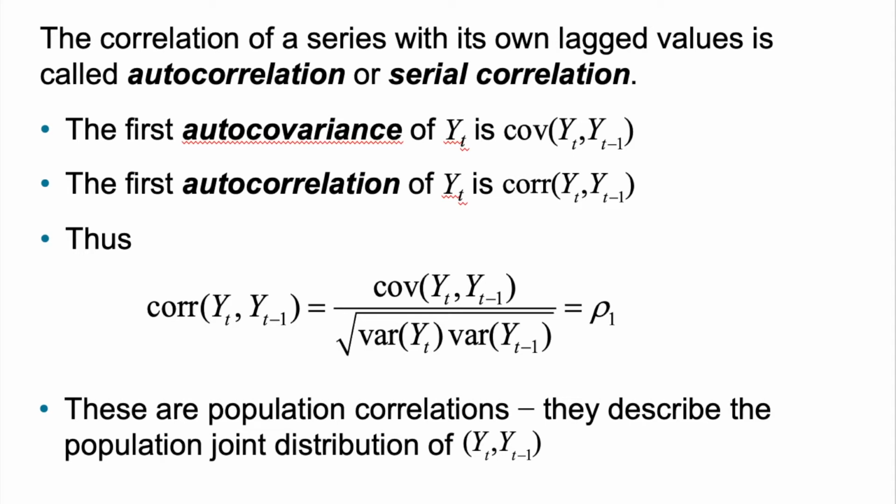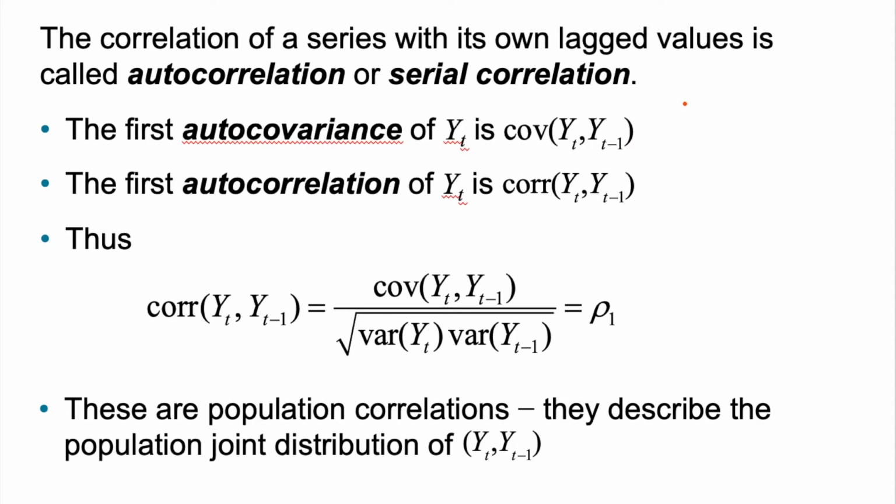Let's talk about autocorrelation, also known as serial correlation. The correlation of a series with its own lagged values is called autocorrelation or serial correlation. The first autocovariance of yt is the covariance of yt with yt minus 1.